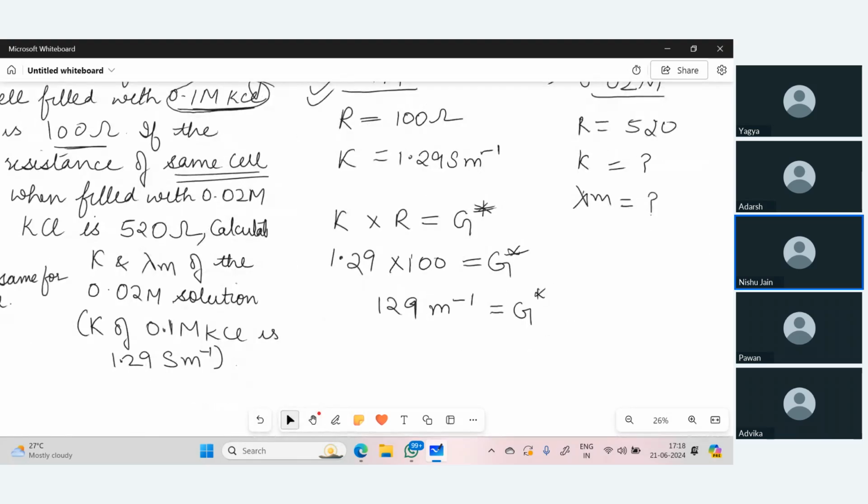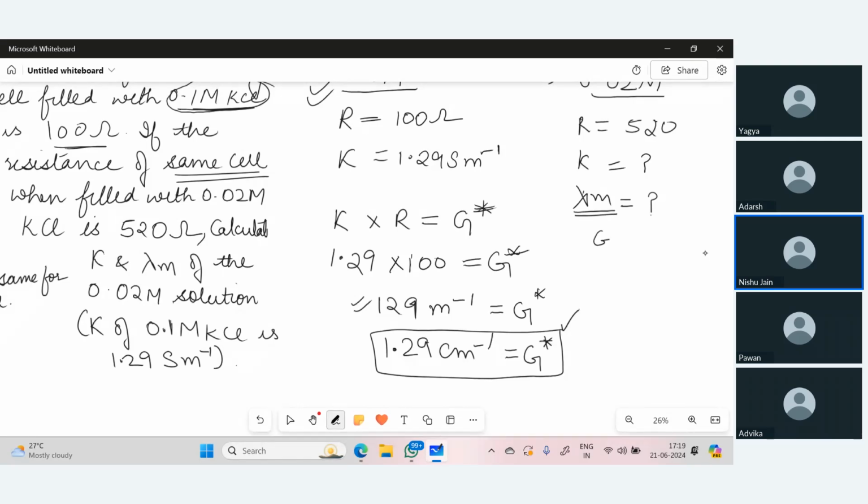But it's always better to represent the value in centimeters, because in lambda m we are calculating the value in terms of centimeter. So it's better to convert it here only. 1 meter is 100 centimeter, so 1 meter inverse is 1 by 100 centimeter inverse. So the G star value becomes 1.29 centimeter inverse. We can use the same value in the next part. So G star is 1.29.